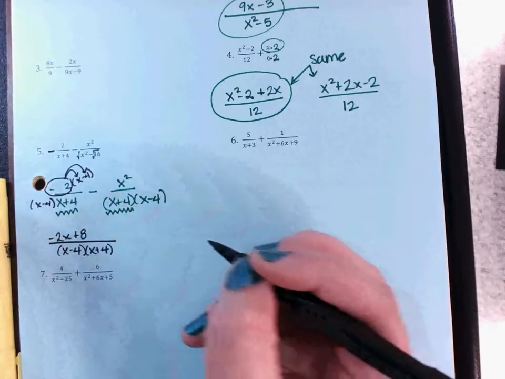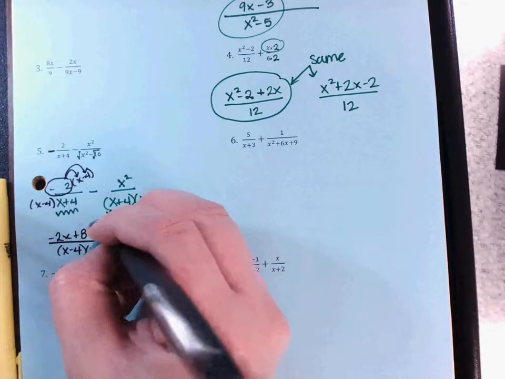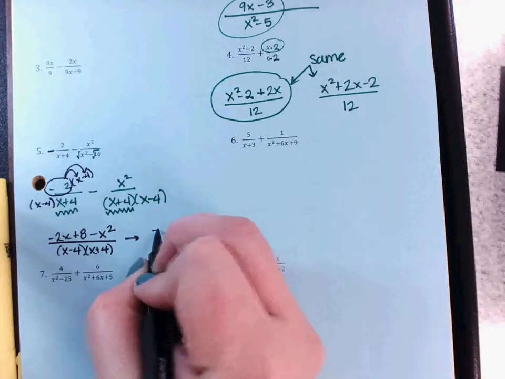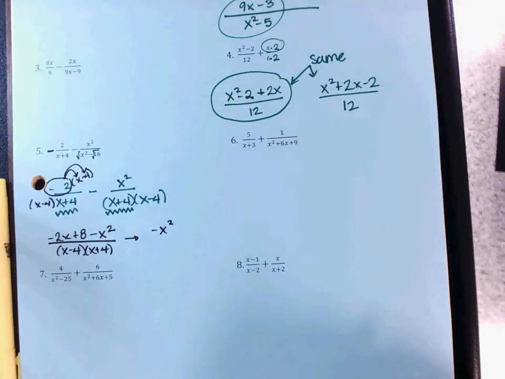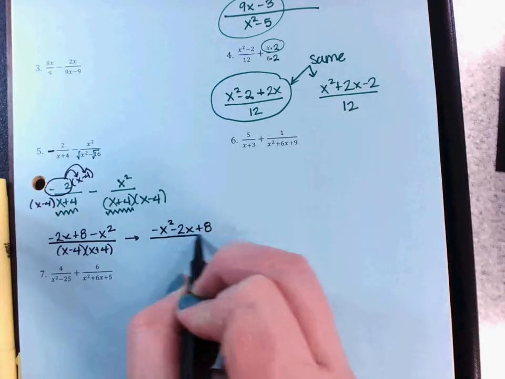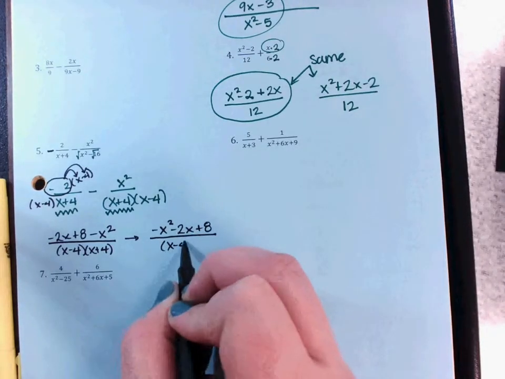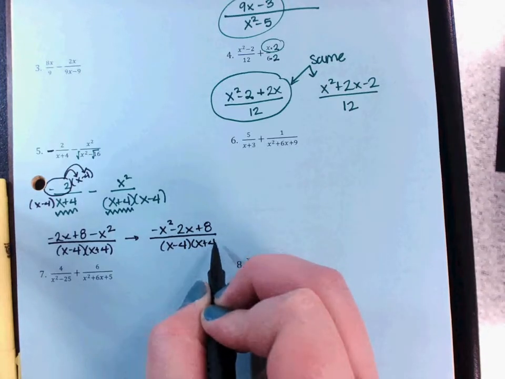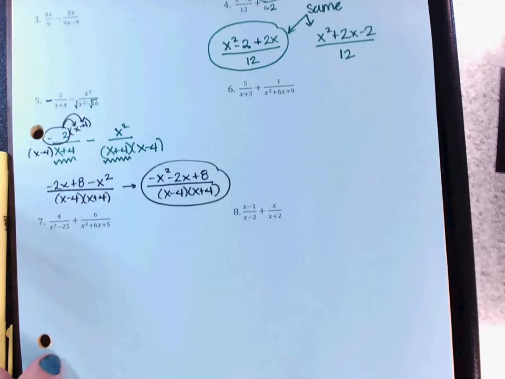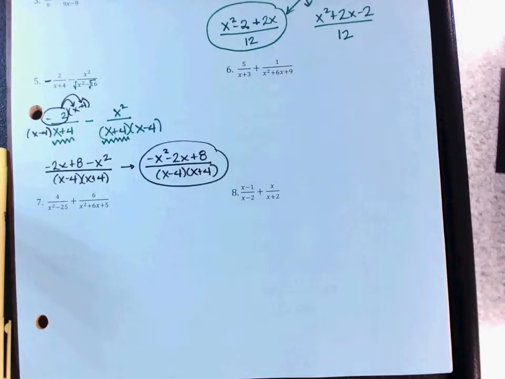Positive 8, and then minus x squared. And then from there, remember, you would reorder it for standard form if you want to. So I'd have negative x squared come first, negative 2x comes second, plus 8 comes third. On the bottom, x minus 4, x plus 4. And you would leave it like that. Okay? All right, let's do number 7.